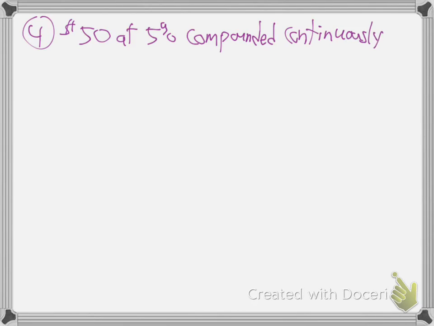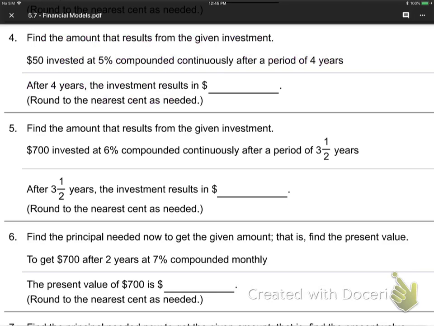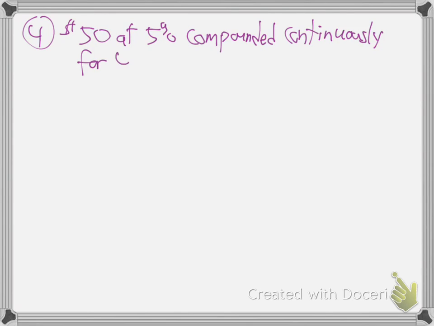Continuously. For 4 years. Okay, so $50 at 5% compounded continuously for 4 years. Now, we don't have any way of doing continuous compounding, so we use a different formula.